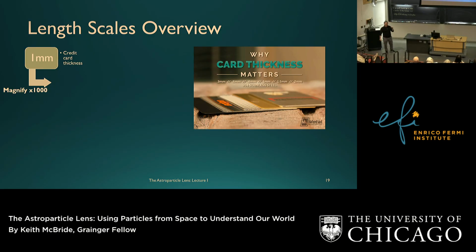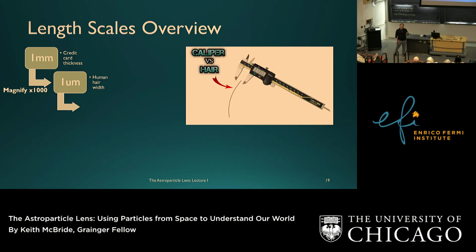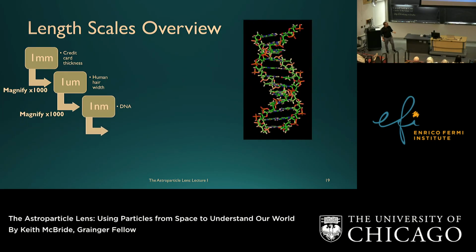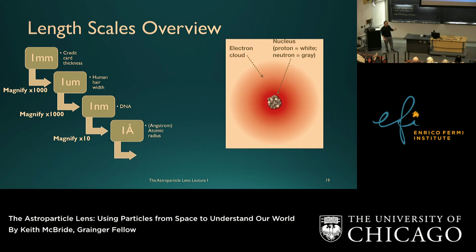If you zoom in by a factor of 1,000, if you magnify just the thickness of that credit card by a factor of 1,000, you get to the width of a human hair. Okay? And you have to magnify another factor of 1,000 to get to DNA. Then you can see the actual DNA that makes up all of us. And you have to magnify by a factor of 10 to look at the size of an atom. And the atom, as we talked about, is made up of the nucleus, protons and neutrons, but most of the size comes from the electrons orbiting it in this cloud, right?